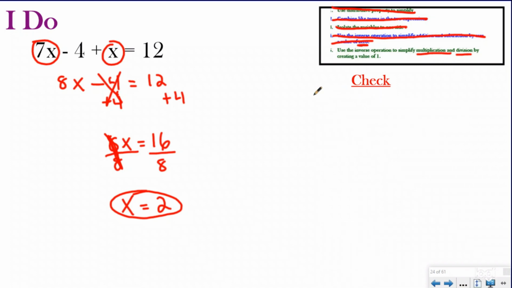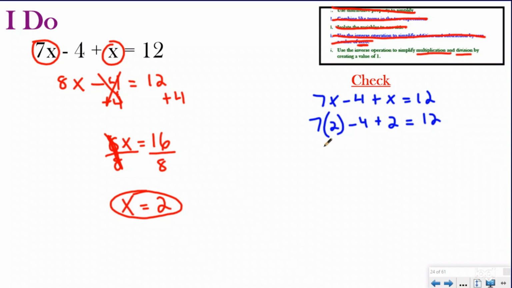So over here I'm going to rewrite my equation: 8x minus 4 plus x equals 12. And I'm going to substitute just like we did last lesson, 2 in for any time I see x. Okay, and I'm going to solve it.